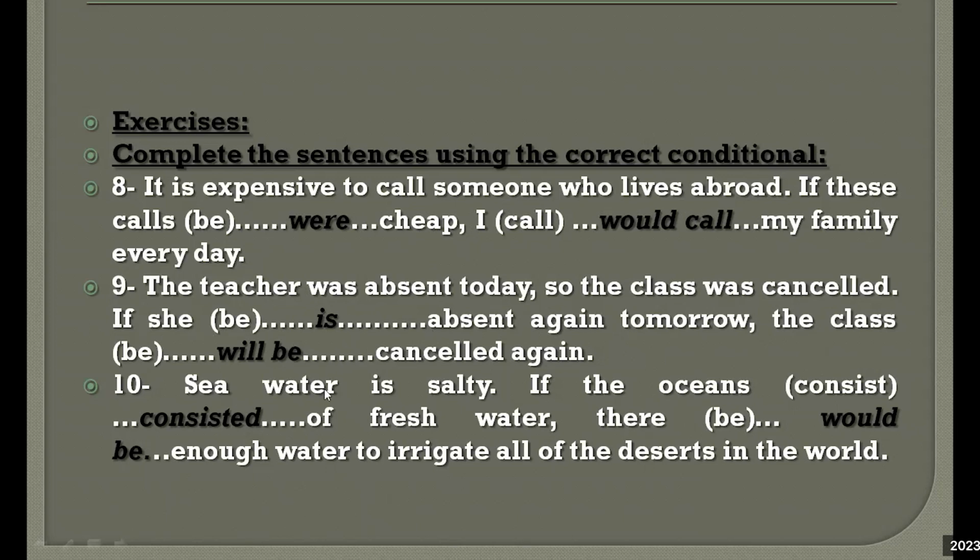Number 10, sea water is salty. If the oceans, I'm imagining here. I'm using my imagination. If you're using your imagination, use the second conditional. If the oceans consisted of fresh water, there would be enough water to irrigate all of the deserts in the world. Okay, that's the end of our lesson.